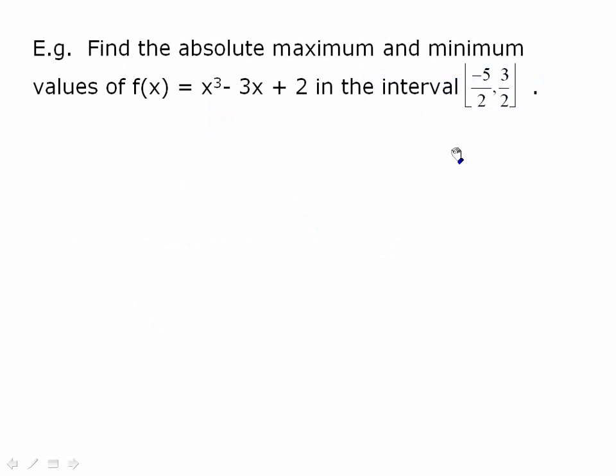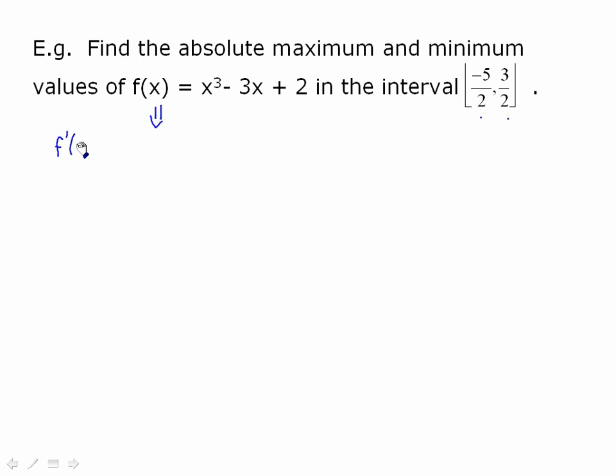So to work through an equation, here we want to get the absolute max and min of this cubic function within the interval -5/2, 3/2. And to do this, we follow the procedure. Now, it is a closed interval, so we do know the lower limit and the upper limit. And then we also can very easily get the critical numbers by getting the derivative of this.